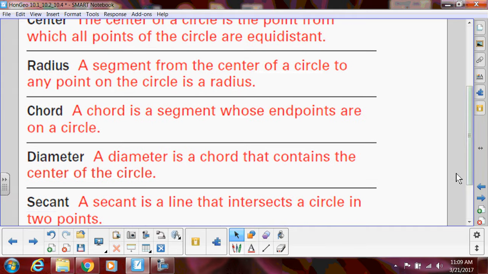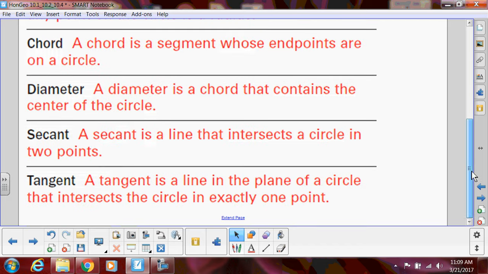Radius is a segment from the center of the circle to any point on the circle. And then a chord is a segment whose endpoints are on a circle. Now the diameter is a specific chord, and that's the chord that contains the center of the circle. These next two might be new to you.